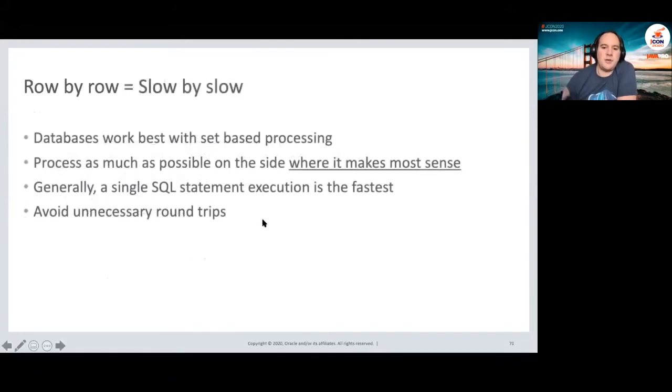Now, what a lot of people argue about is where the processing should happen. Should it be on the database tier? Should it be on the application tier? I can tell you that databases work best for set-based processing. That's what they have been designed for. That's just the relational model. The mathematical model behind it is all about set-based operations.